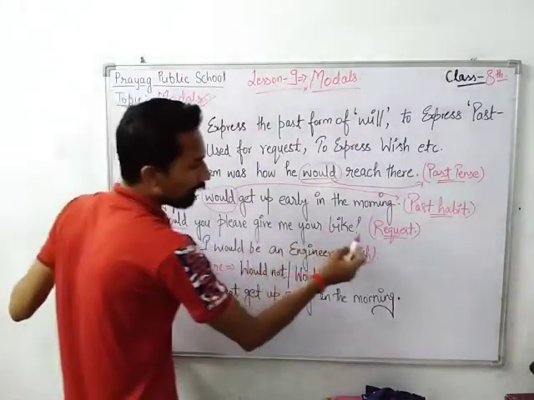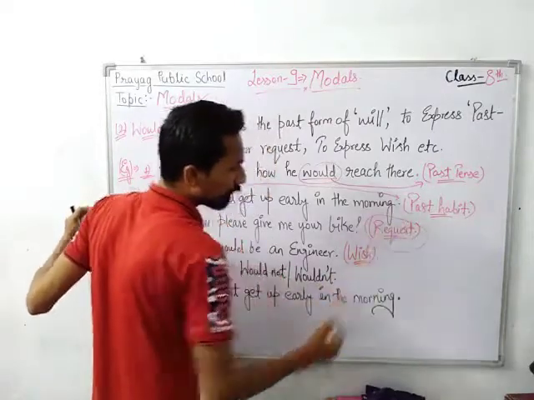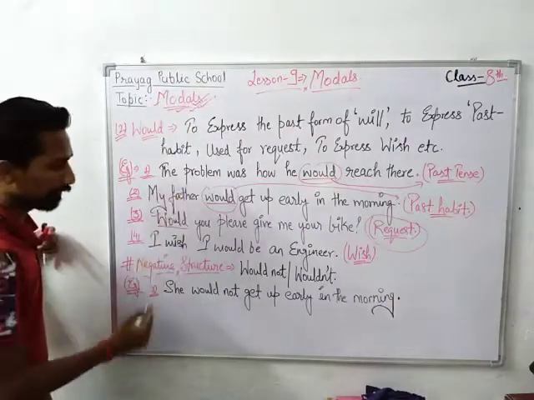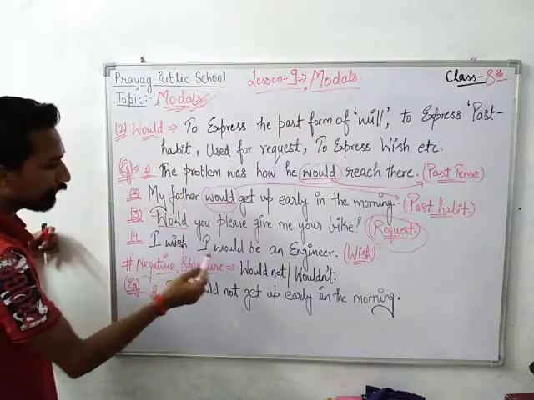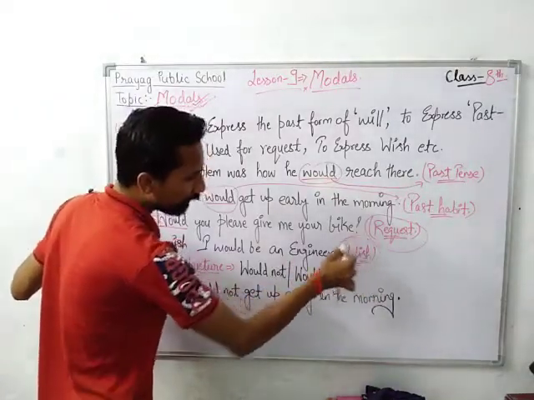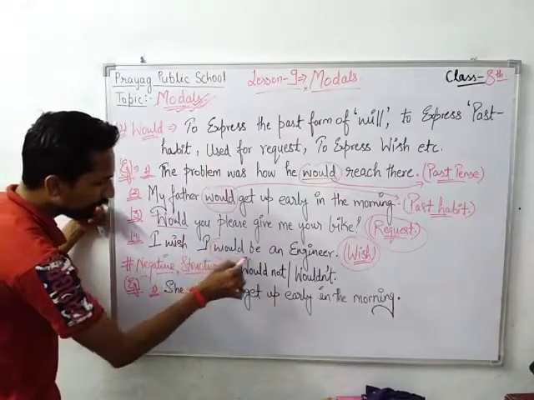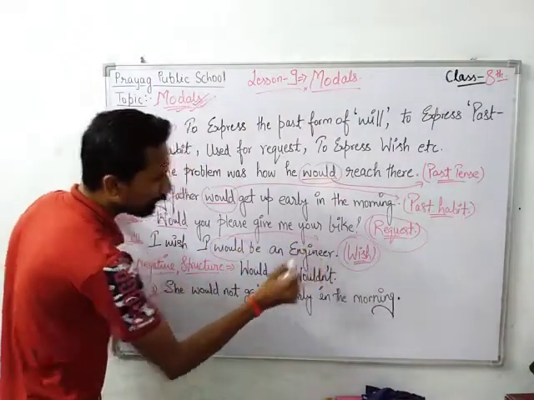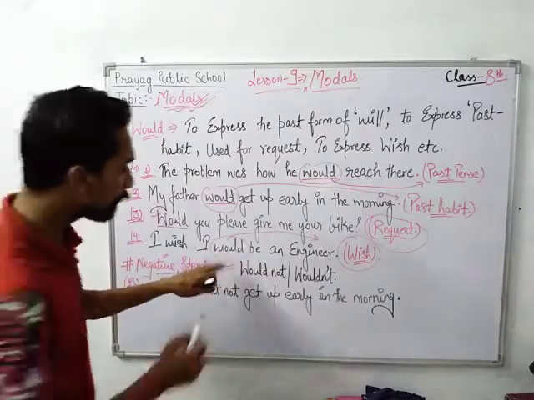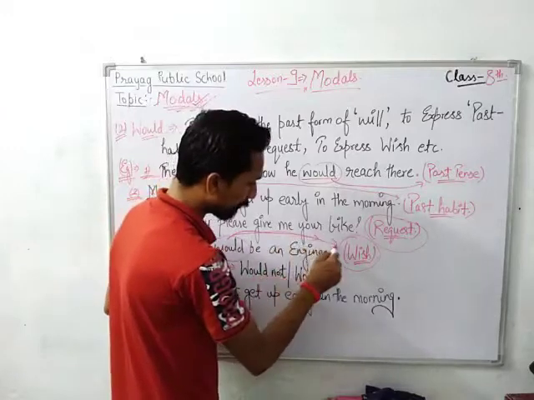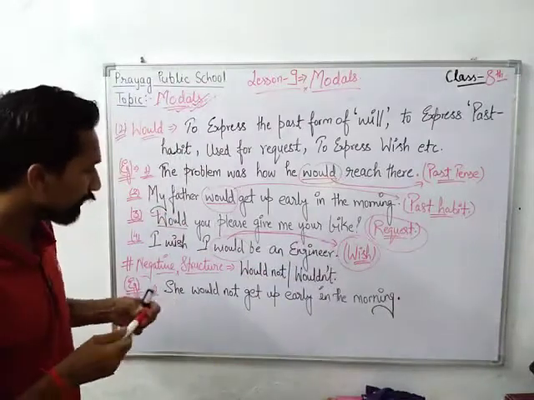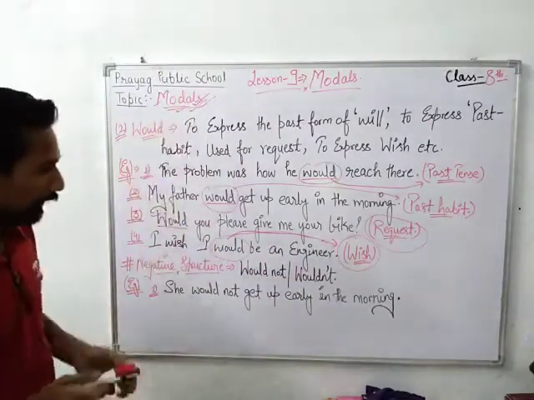Would you please give me your bike? That means it is expressing what? Request, and that is why this word is falling under the category of modal, right? Fourth, I wish I would be an engineer. So that means it is expressing what? Wish. And with which word? With the word would. Only would is the word which is expressing wish, right? And that is why it is falling under the category of modal.